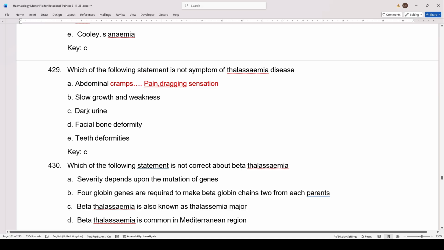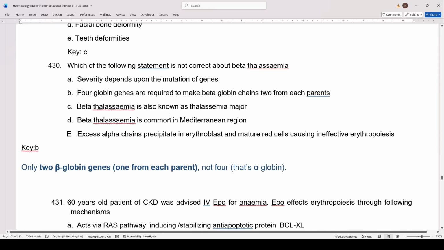Dark urine, they say, is not a symptom of thalassemia, because dark urine usually tells us about hemoglobinuria, like there is hemoglobin in the urine. So this option is correct, it is C. But abdominal cramps, usually in thalassemia we don't have cramps. We have abdominal pain or a dragging sensation due to splenomegaly or hepatomegaly. So it should be abdominal pain here, not abdominal cramps. The option is still C.